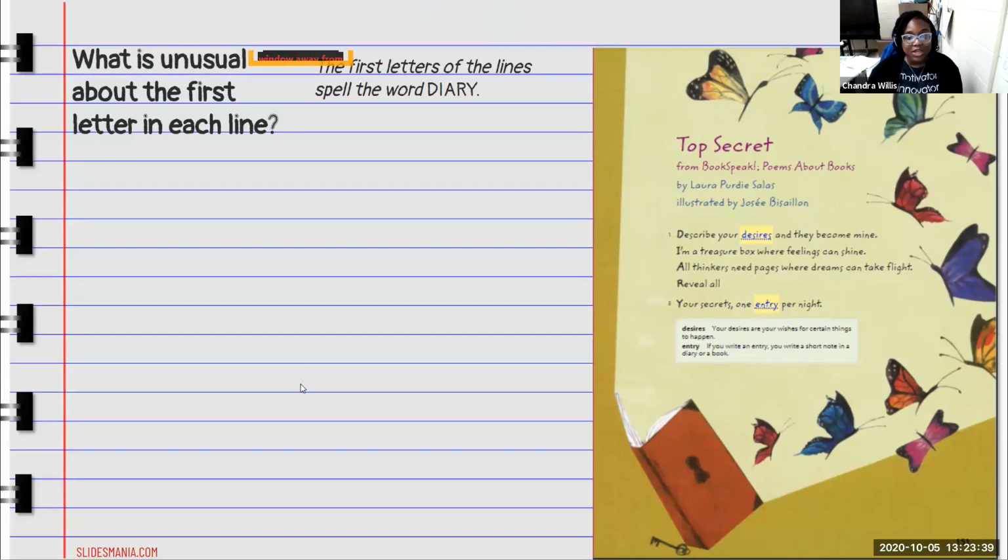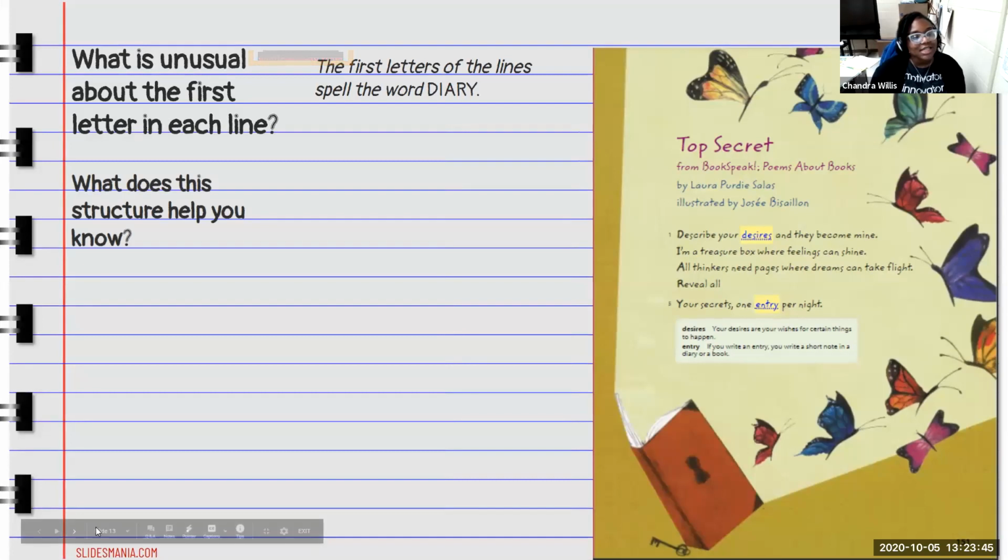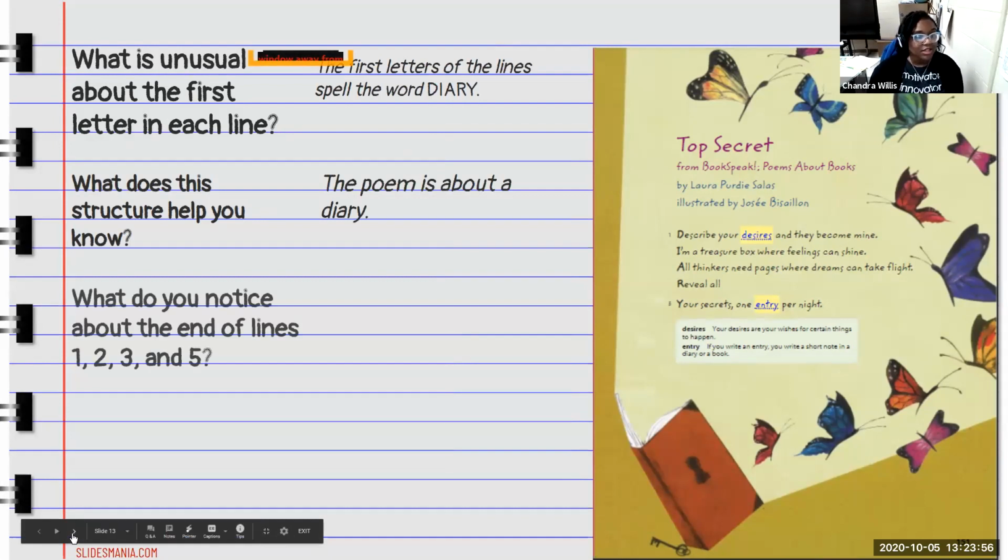So later on this week, we're going to use our names to write an acrostic poem. Okay, now let's look. What does the structure help you know? So that helps me know that this poem is about what? A diary. The poem is about a diary. Let's answer the next one. All right, this one is for you. I want to get my scholars to participate.